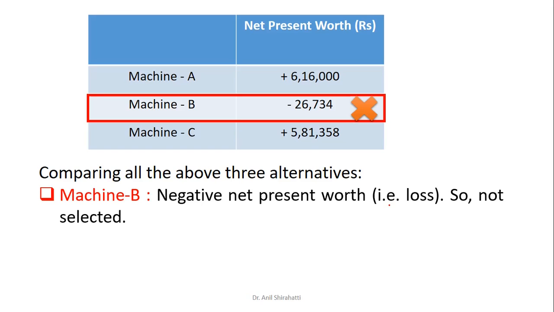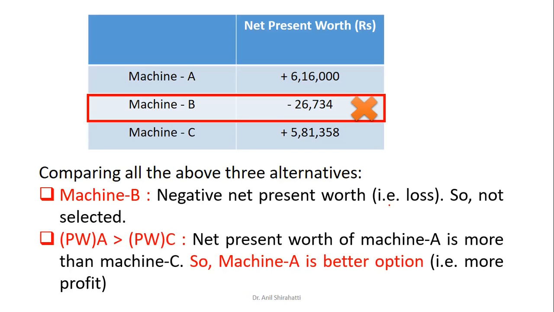Now machine A and machine C both have a profit, but we have to consider the most profitable one. So from this present worth you can see the present worth of machine A is more, which is around 6.16 lakhs compared to machine C, which is 5.81 lakhs. So definitely we have to go for option A, that is the 6.16 lakhs option. So machine A is the most profitable alternative from all these three alternatives.